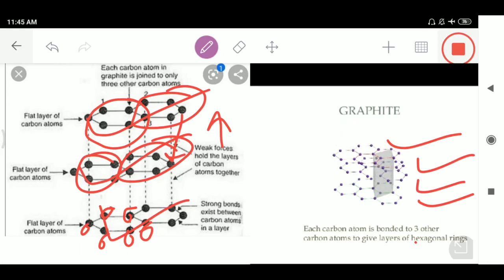Due to the sheet-like structure, graphite is comparatively very soft as compared to the diamond, and it is the softness of the graphite which makes it useful as a dry lubricant for machinery parts.